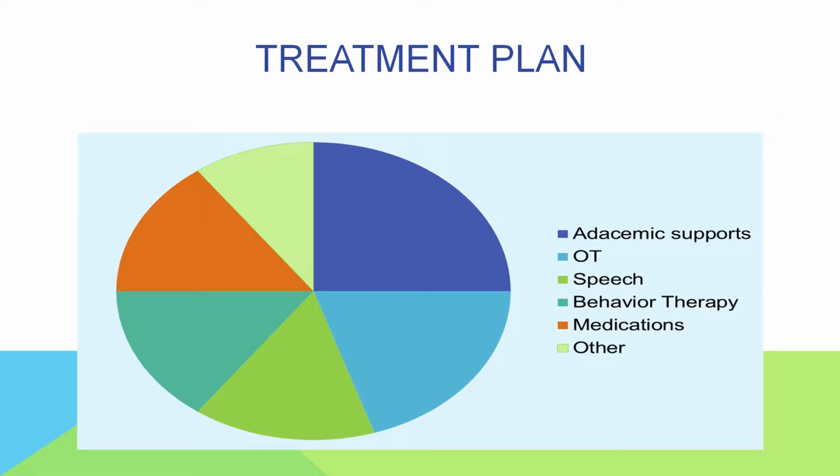OT, speech, behavior therapies, other types of complementary therapies or services, and then medications as well. Whenever we're trying to approach a child, or adult, all of this applies to adults. I work with kids, and so I tend to speak to pediatric audiences, but if any of you feel like, oh no, my son's an adult or my daughter's an adult, this is just as applicable to adults as well.